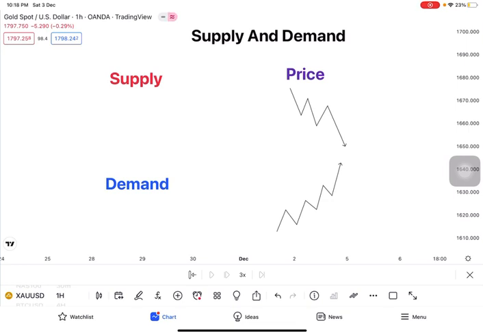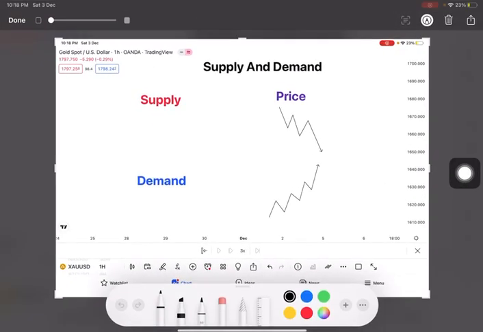Before we go into the marking and also entry using supply and demand, we have to know the basic information about supply and demand first. So let's have Kelvin explain what is supply and what is demand first. Supply is a force that is equal to the seller force, okay? And demand is equal to the buyer force.